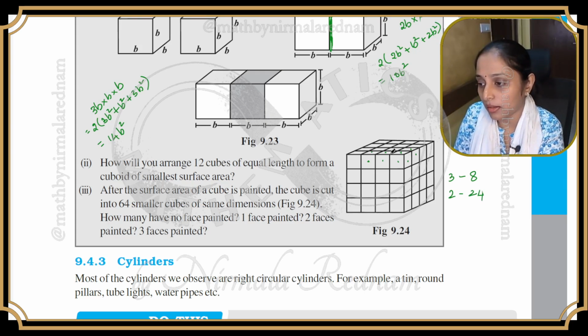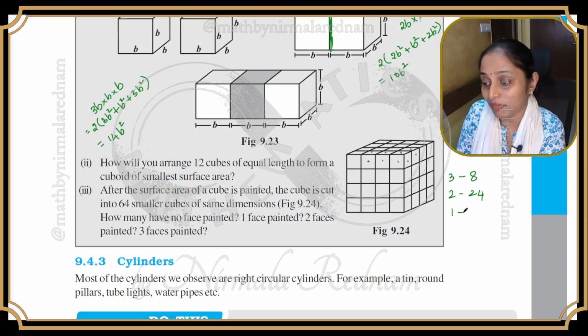And then one face painted. You can see that these center 4 cubes, if you consider one particular face, these 4 right here in the center have only one face painted, whereas the rest of them have either 2 or 3, right? So 4 of each face, and you have 6 faces. 6 into 4 is 24. So one face is 24.